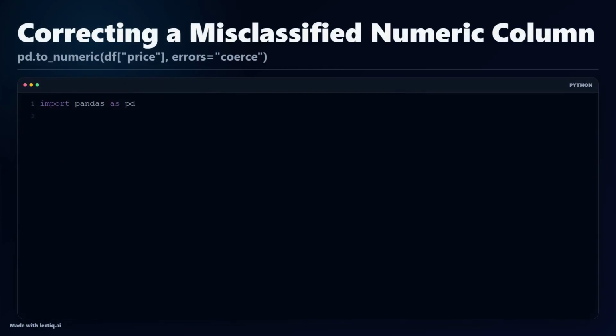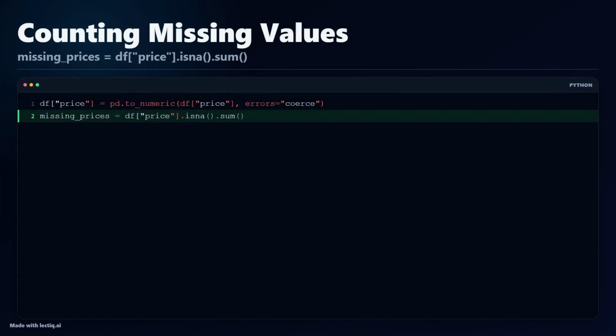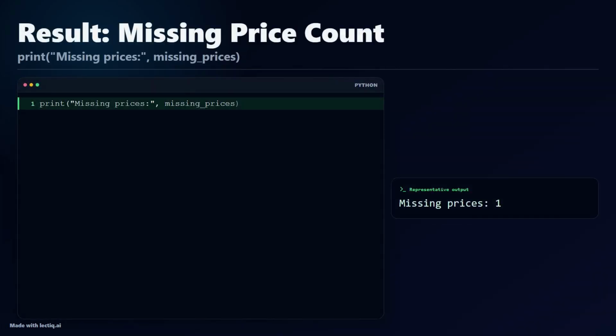The price column may be stored as text because of that missing value. pd.to_numeric converts values to numeric form, and errors='coerce' means any value that can't be converted becomes a missing value instead of stopping the program. isna identifies which entries are missing, returning true or false for every row, and sum adds those up to give a single count of missing prices in the column. Printing missing prices confirms exactly one price value is missing in our sample data, the Volvo row we spotted earlier when we first looked at the raw CSV.